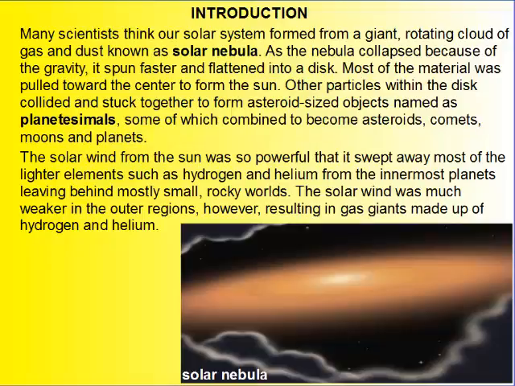The solar wind from the Sun was so powerful that it swept away most of the light elements such as hydrogen and helium from the innermost planets, leaving behind mostly small rocky worlds. The solar wind was much weaker in the outer regions, however, resulting in gas giants made up of hydrogen and helium. So this is how the planets came to be, including the Sun.